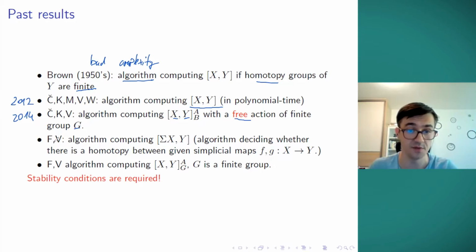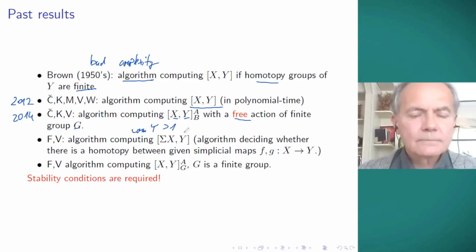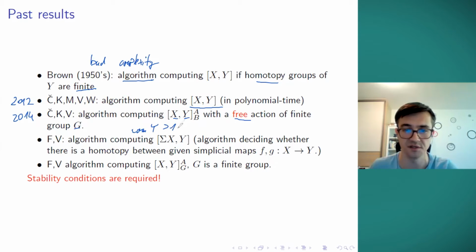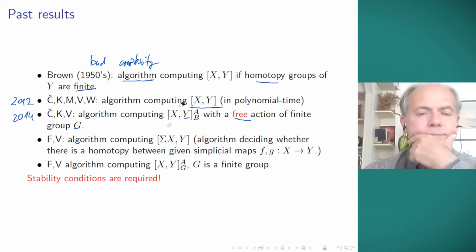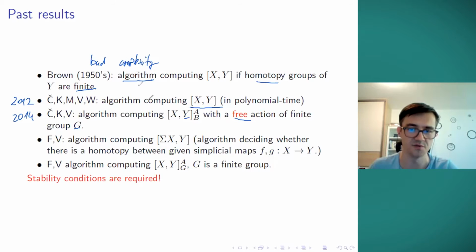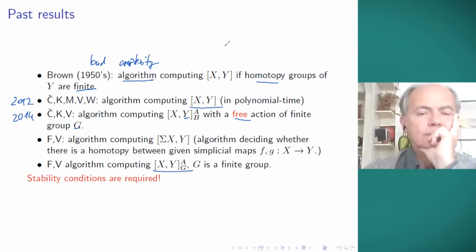Then there's a joint result with myself and Lukáš. We had an algorithm which computes this set and decides whether two maps are homotopic. And this only requires that the connectivity of Y is greater than 1, by the way. Everything else requires this dimension connectivity condition, but this one doesn't. That's because the suspension somehow mysteriously helps us there. And finally, our most recent result, in which we compute this set where G is a finite group. Okay.